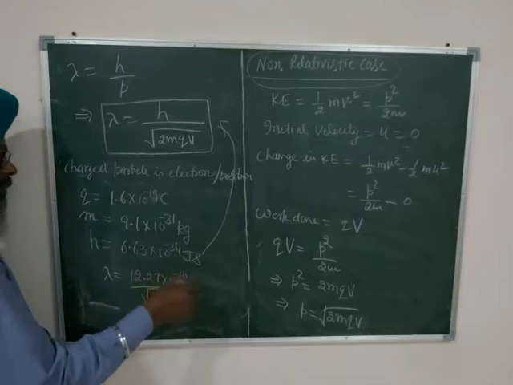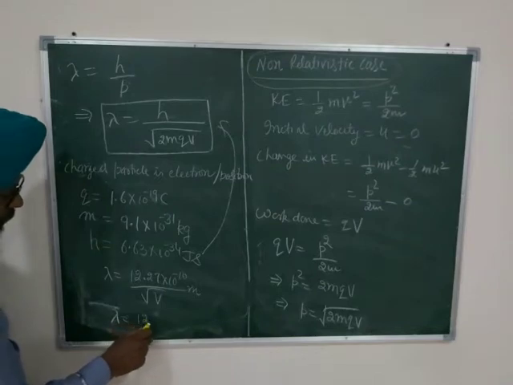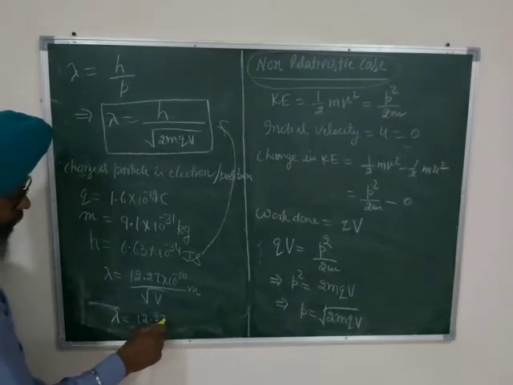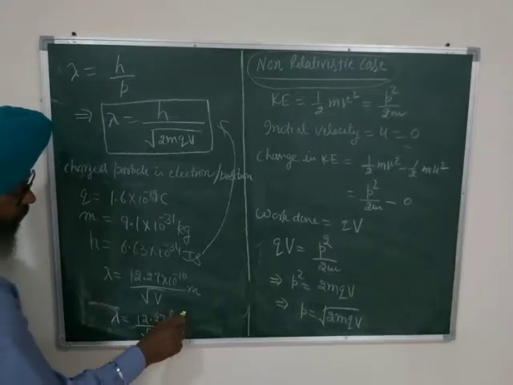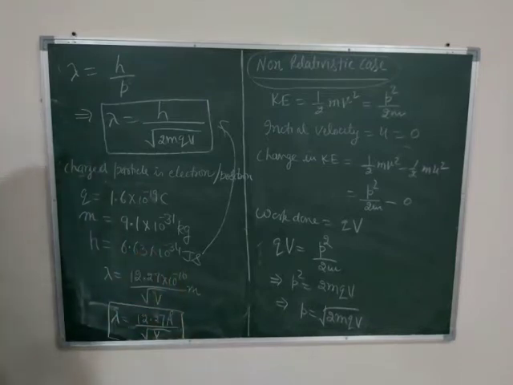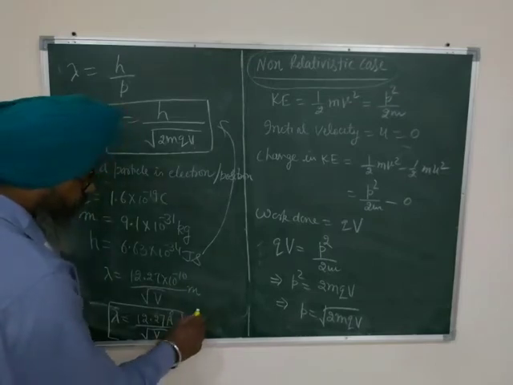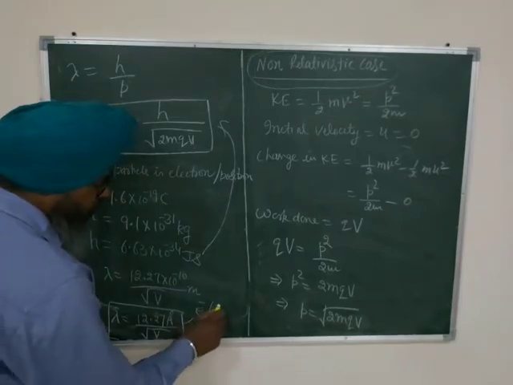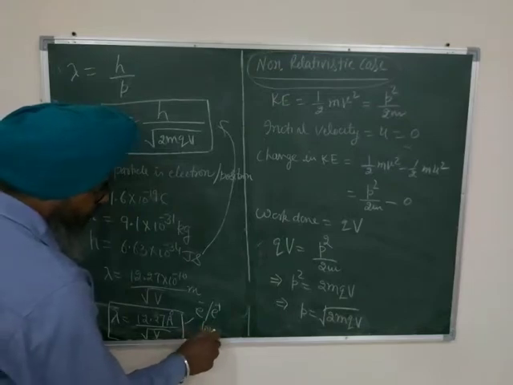However, we know that 10 raised to power minus 10 meter is equal to 1 angstrom. So therefore the expression can be further simplified to 12.27 angstrom divided by square root of voltage. So this is the formula. Kindly remember this expression is valid, number one, only for electrons or positrons. Number two, only at low speeds.